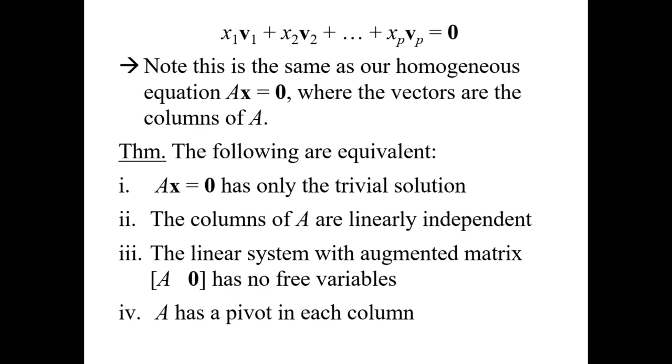And if they all have to be zeros, then the columns of A, those vectors, are linearly independent. Three, the linear system with augmented matrix [A 0] has no free variables. That links directly back with statement 1: Ax equals 0 has only the trivial solution if A has no free variables. That also means A has a pivot in every column. Statements 3 and 4 are the same thing. If there are no free variables, there's a pivot in every column of A. So these are all basically the same thing.